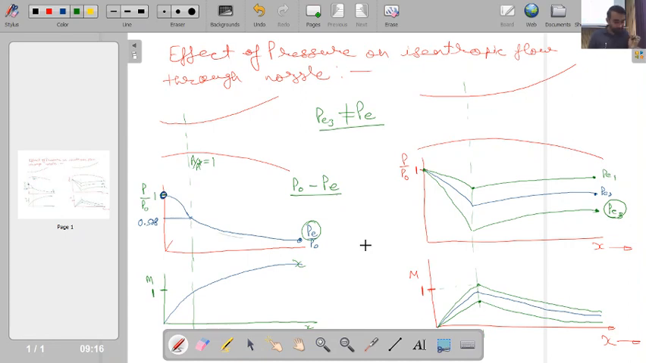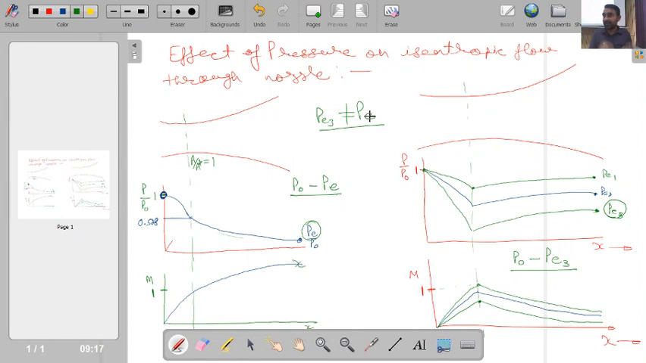But if I maintain a pressure across the nozzle P naught minus PE3, what pressure difference? P naught minus PE3. In that case, I will initially have an isentropic subsonic solution. Okay, and after this point also we will have an isentropic subsonic solution only. Is this point clear? So here I have isentropic subsonic, here also I have isentropic subsonic. Okay, so it means that PE3 and PE are completely different.